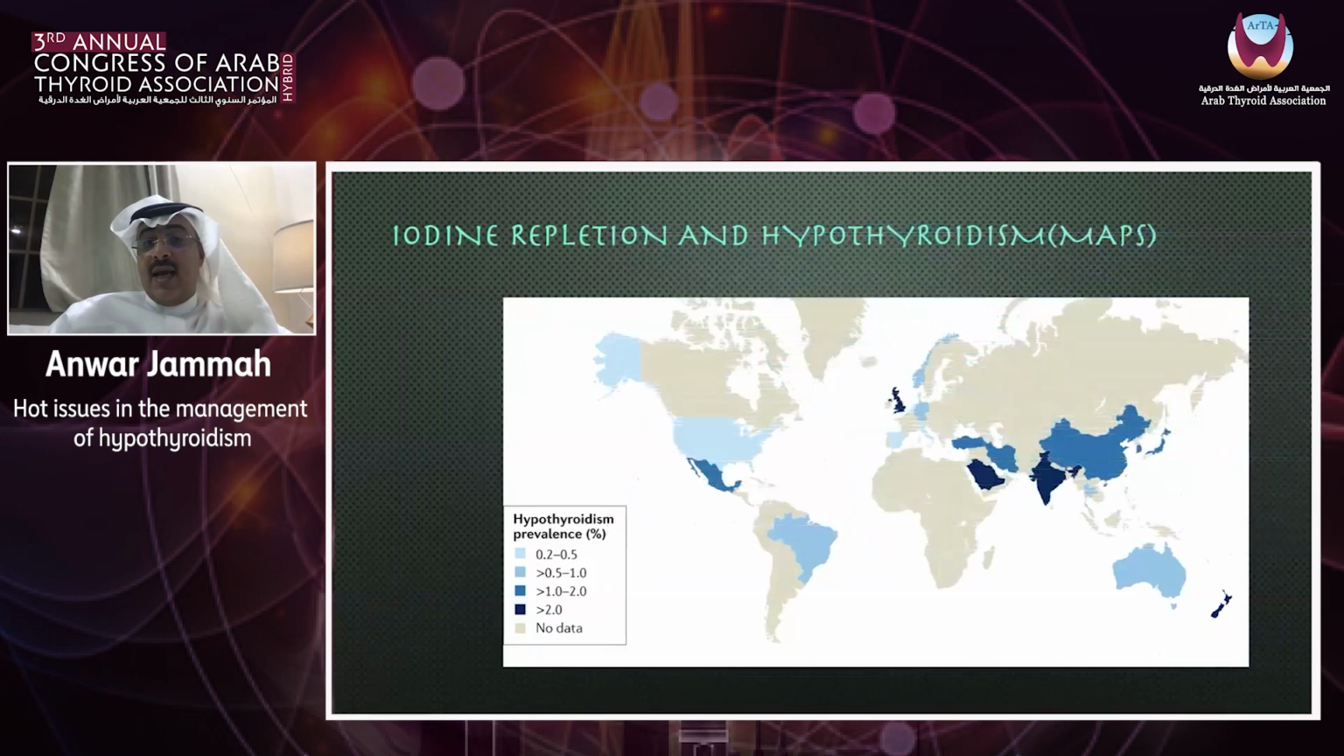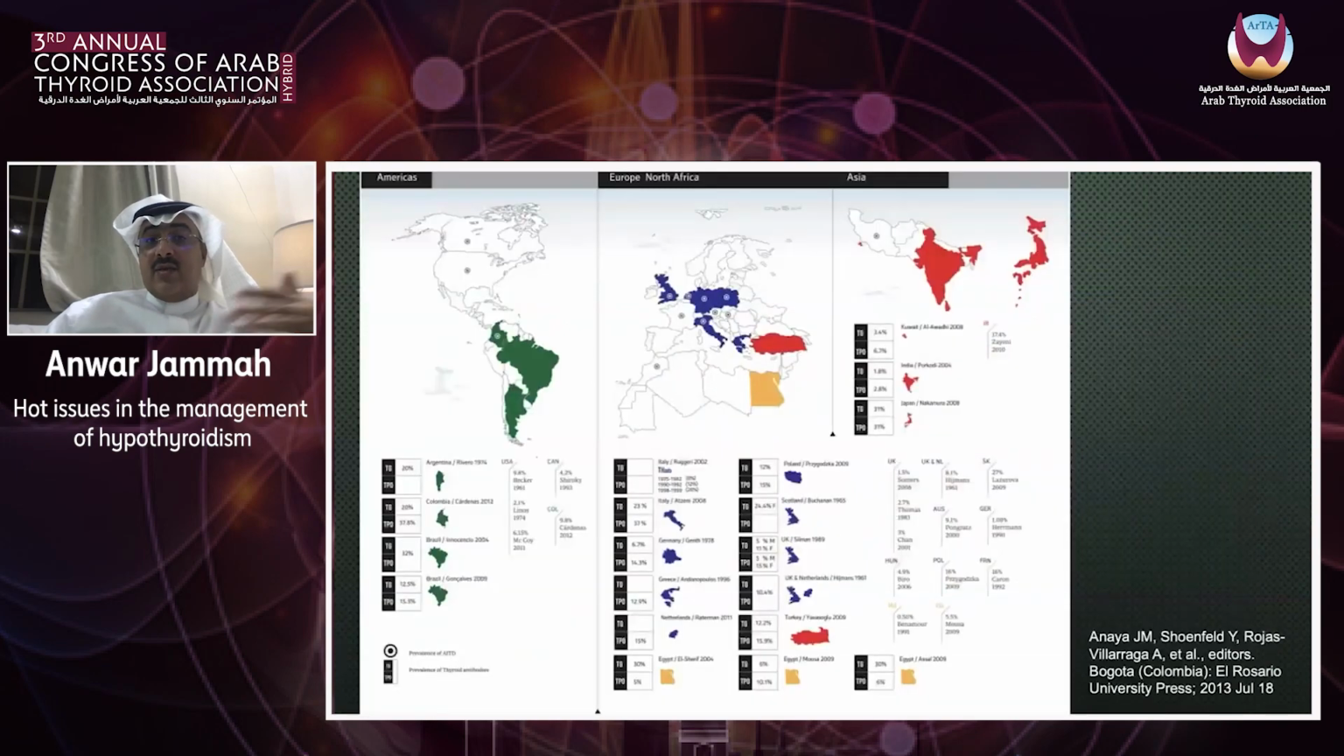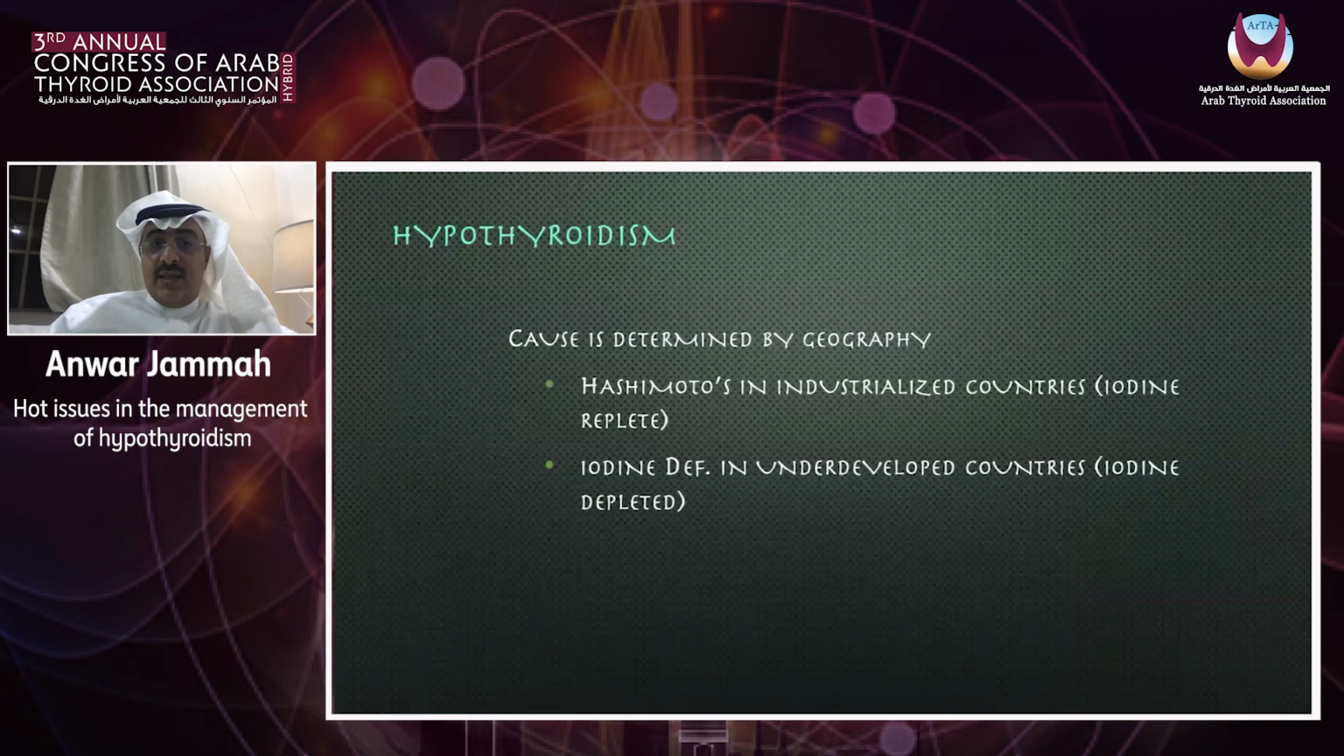Saudi Arabia. And this is the map of hypothyroidism, and you can see here Saudi Arabia had a higher prevalence of hypothyroidism in this regard. Other countries in Asia, Europe, North Africa, and America also all had a problem with increased autoimmunity.